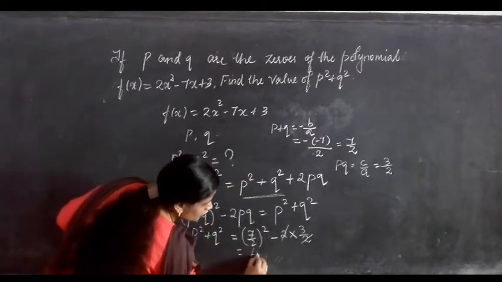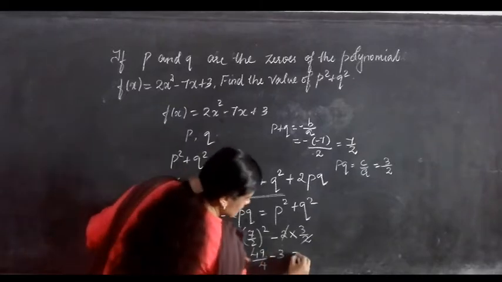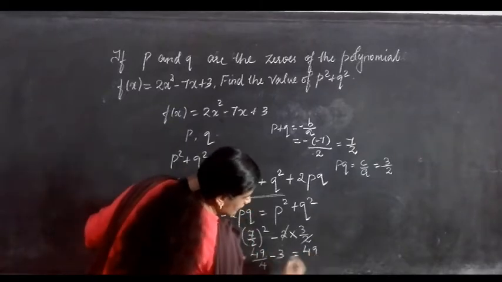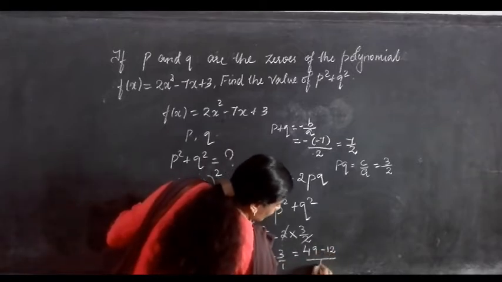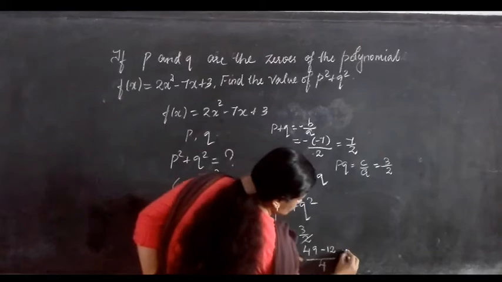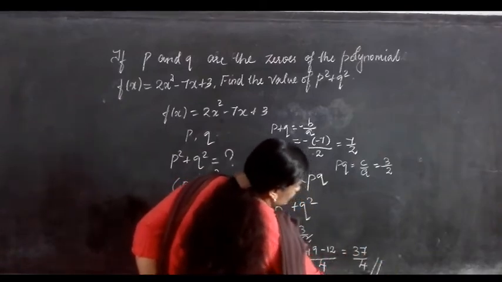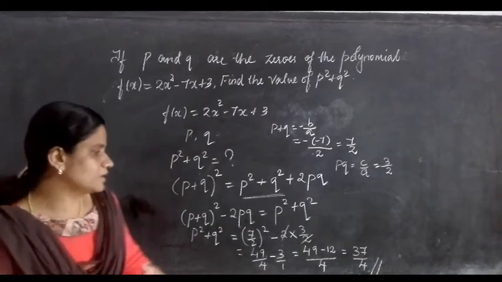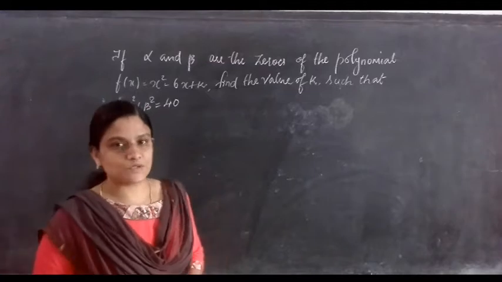What do you have? 49 by 4 minus 3. That is 49, we can cross multiply here, minus 12 by 4. Is it? So the answer will be 37 by 4. Therefore, p square plus q square is equal to 37 by 4. Okay? Go to the next question.